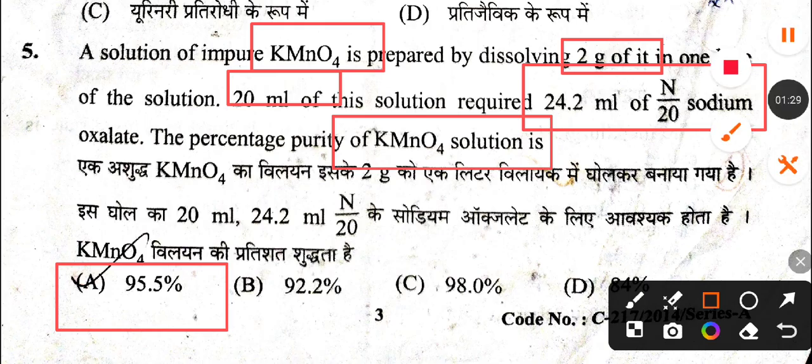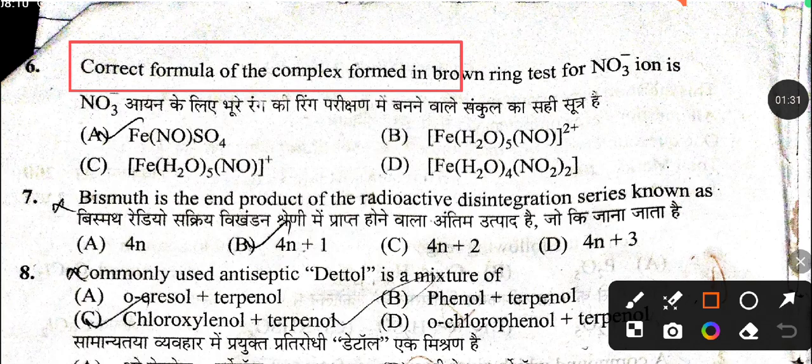So next question is correct formula of the complex formed in brown ring test for nitrate ion. So first of all, the brown ring test is used for confirming the nitrate ion and its right answer is option number B, that is penta-aqua nitrosyl iron.